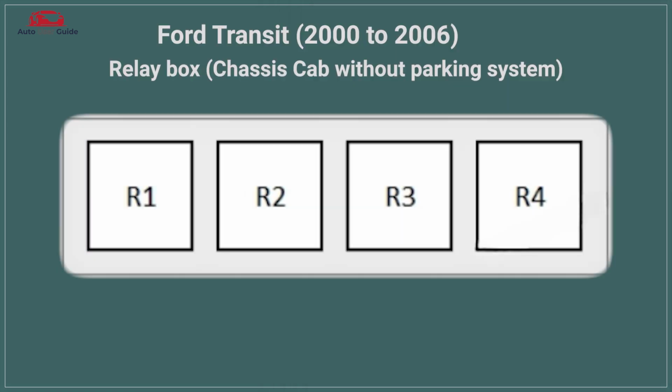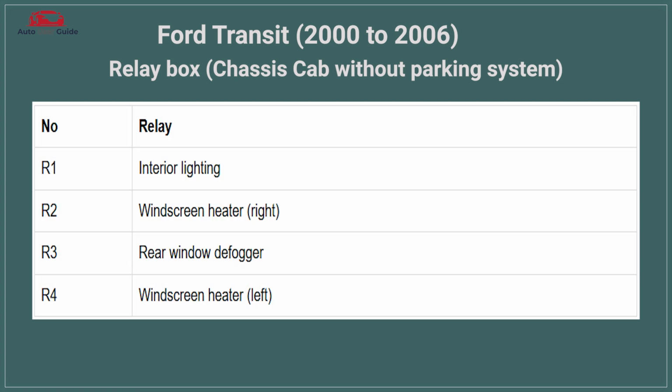The relay box, chassis cab without parking system, in the Ford Transit 2000 to 2006 controls high current functions like heated rear windows, fuel pump, and indicators through dedicated relays.